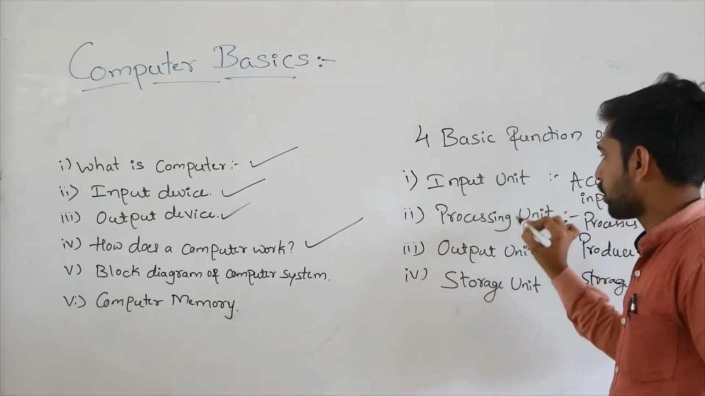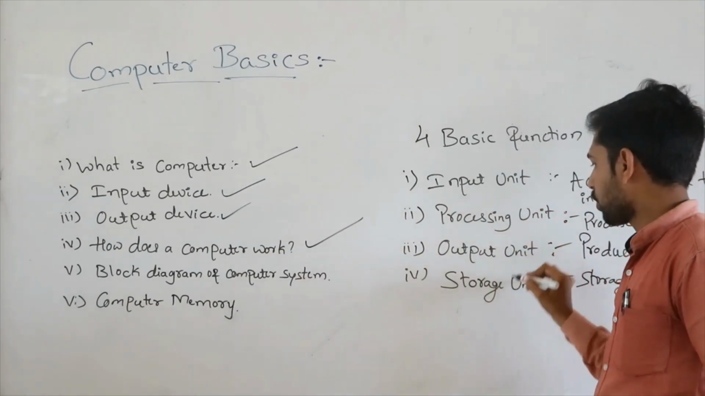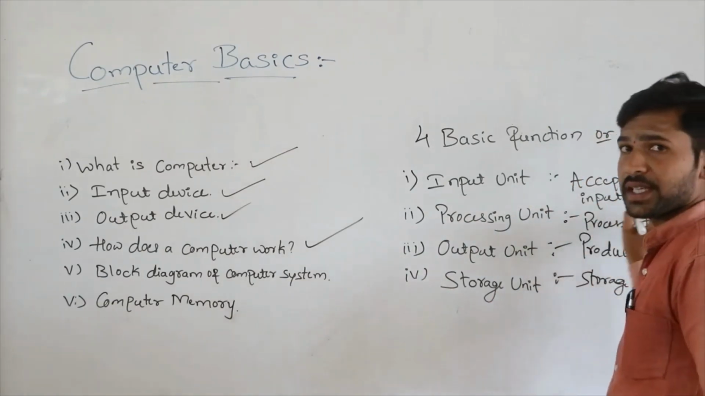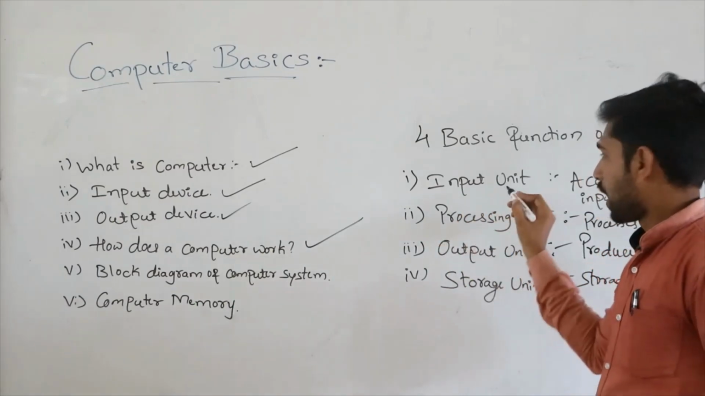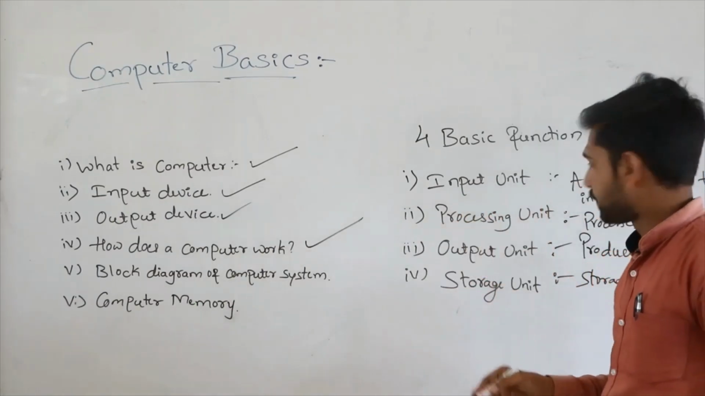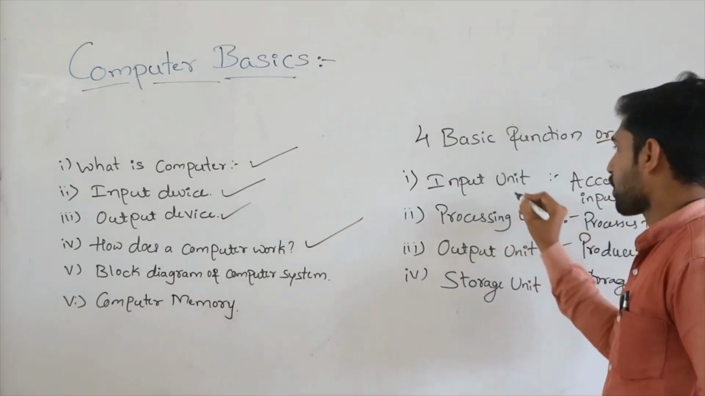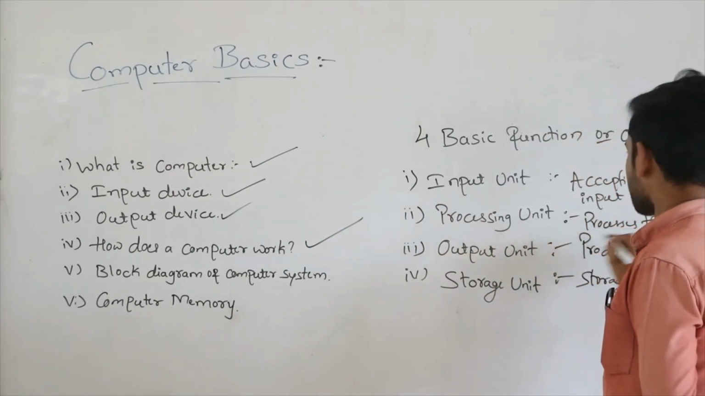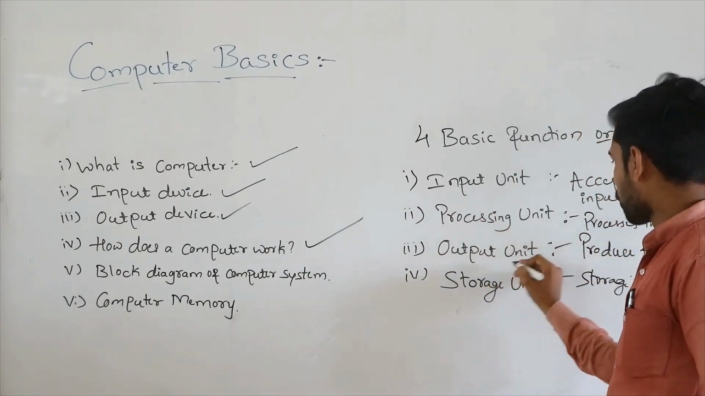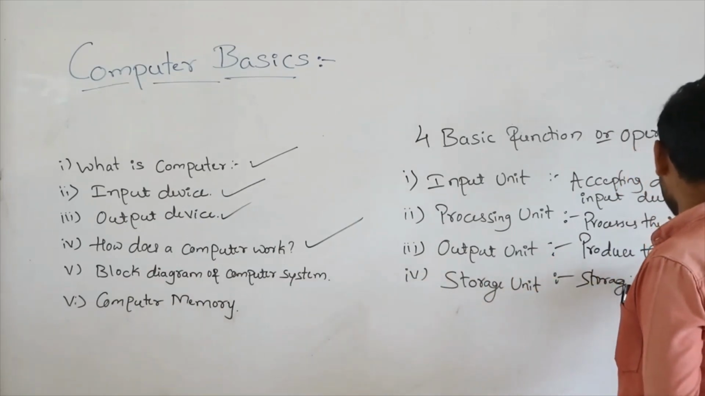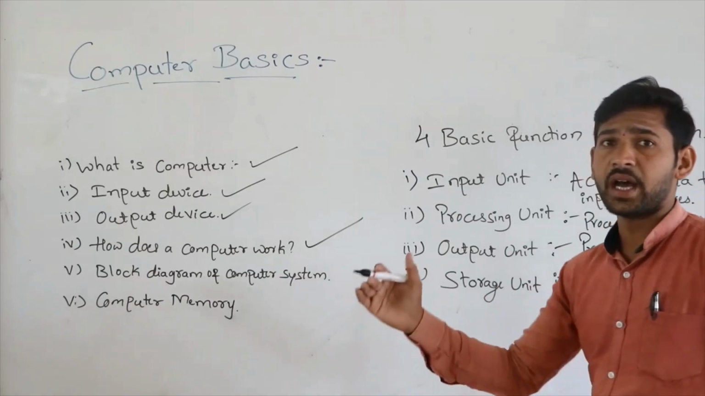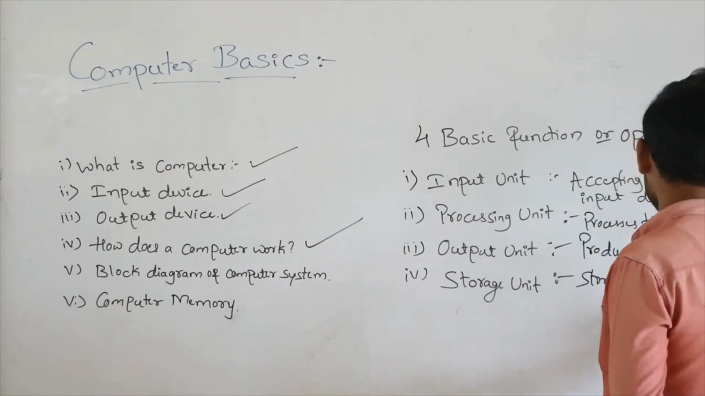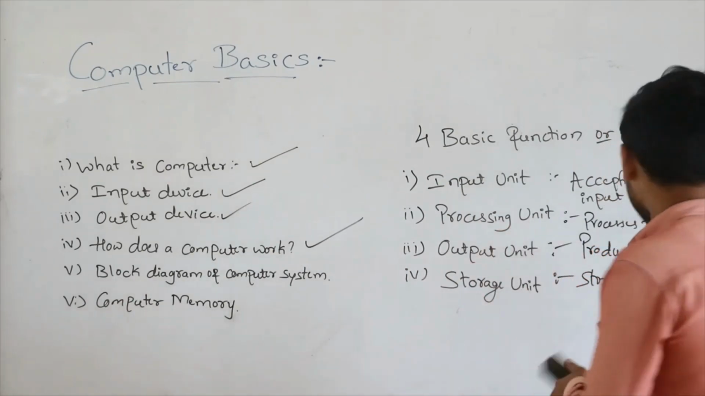The first one is input, the second is the processing unit, the third is output, and the last is the storage unit. In the input unit, data is accepted through the input devices, and it interacts between the user and the computer. The processing unit processes whatever data you give to the computer. The output unit produces the processed data through the monitor and the printer. The storage unit is used to store the data for future use.